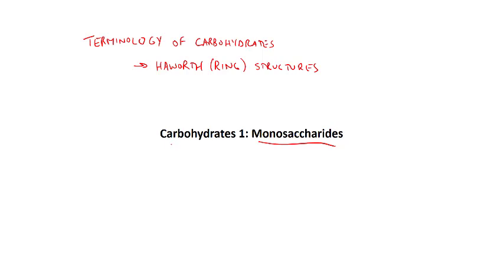So first of all, let's just define what a carbohydrate is. A carbohydrate is any biomolecule with the formula that is approximately CH2O repeated n times, approximately. Sometimes you can have other elements in there like nitrogen or sulfur or phosphorus, but for the most part it's just carbon, hydrogen, and oxygen.